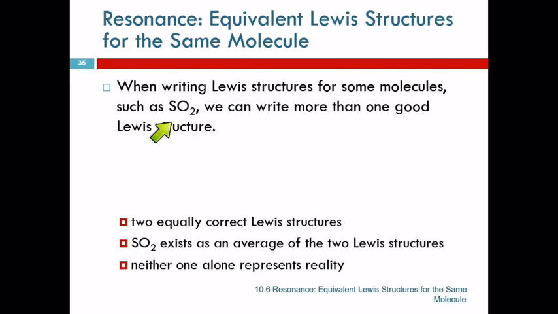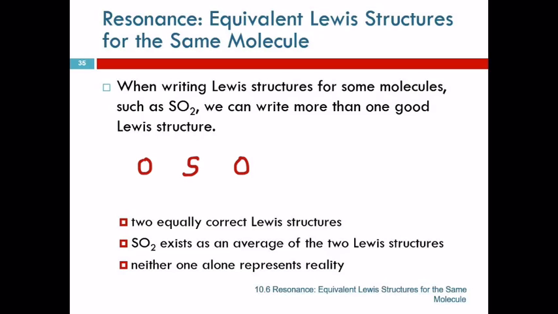Here we've got 1 sulfur and 2 oxygens. One of the guidelines for writing Lewis structures is these molecules tend to be symmetrical. So the sulfur's going to go in the middle, and the 2 oxygens are going to go on either side of it. So we'll put the sulfur here, and the oxygen here, and the other oxygen there.